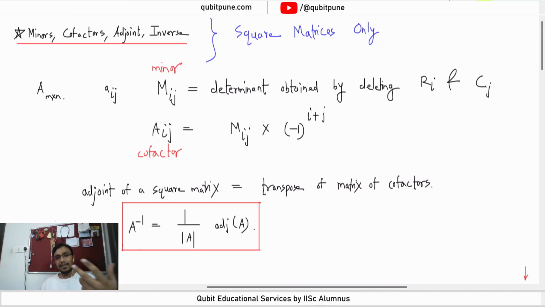Because most of the MCQs which do not involve properties of determinants will be based on matrices being invertible or non-singular, or finding a particular entry of a matrix, or something revolving around inverse. Okay, fine.